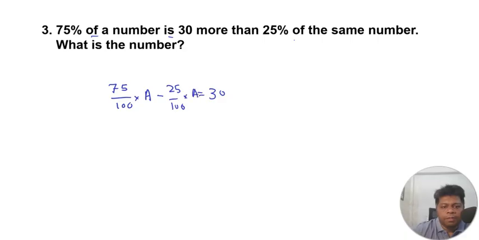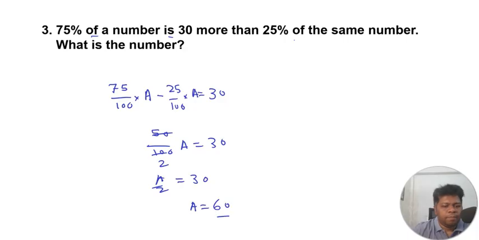So A, like this is the equation. So if I compute it, it will be 50 by 100 A equal to 30. Now, A by 2 equal to 30. Okay, and then A equal to 60. So the answer is 60.